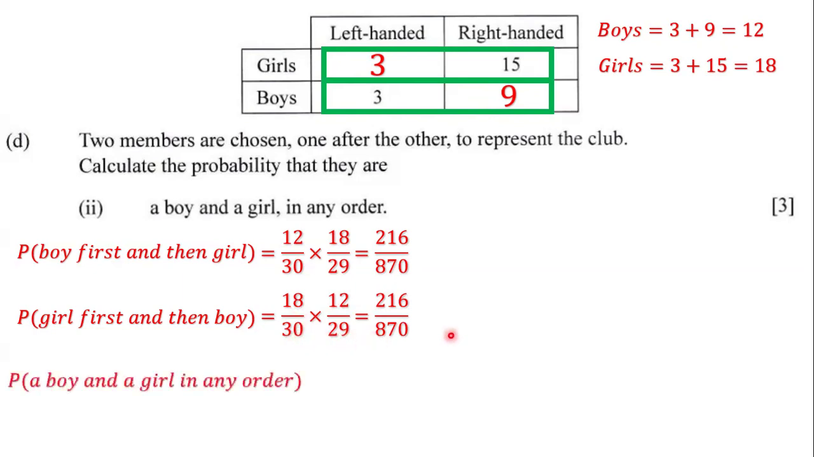And so the probability of a boy and a girl in any order is going to be 216 over 870 plus 216 over 870. We add, so we have 216 plus 216, that gives us 432 all over 870. And so that means that the probability of a boy and a girl in any order is going to be 432 over 870. And that's the answer to this particular question.